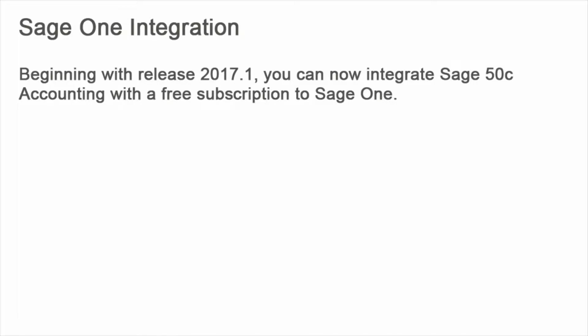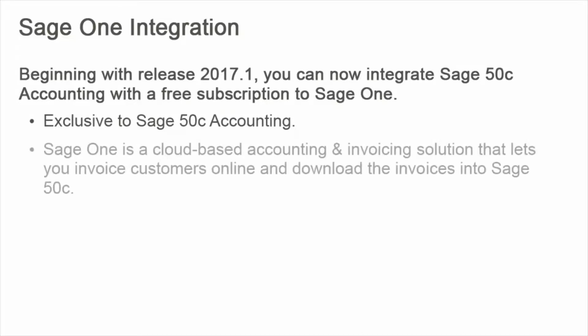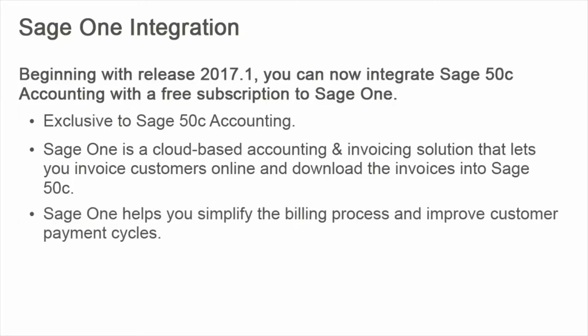Beginning with the Release 2017.1, you can now integrate Sage 50C Accounting with a free subscription to Sage 1. This feature is exclusive to Sage 50C. Sage 1 is a web browser and mobile app cloud-based accounting and invoicing solution that lets you invoice customers online and on the go, and then download the invoices into Sage 50, offering you the freedom to run your business anywhere, anytime. Easy to use and simple to understand, Sage 1 helps you simplify the billing process and improve customer payment cycles. Let's take a look.